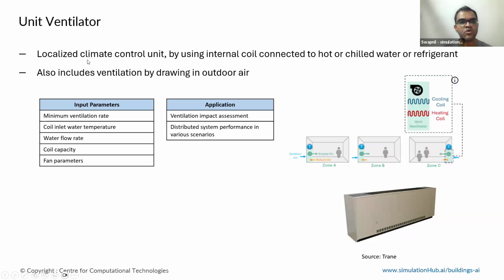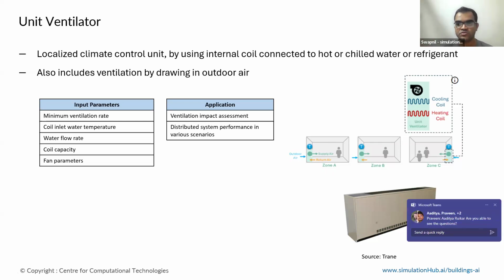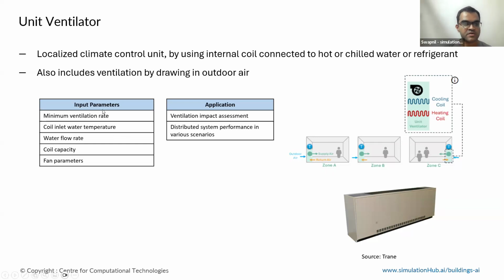which is basically a localized climate control unit that uses an internal coil connected to a hot or chilled water plant that is available. And you can also give ventilation through this. The parameters required to set this up in the software are the minimum ventilation flow rate, coil inlet water temperature, water flow rate, coil capacity, as well as the fan parameters.